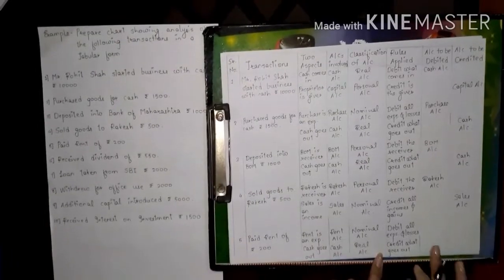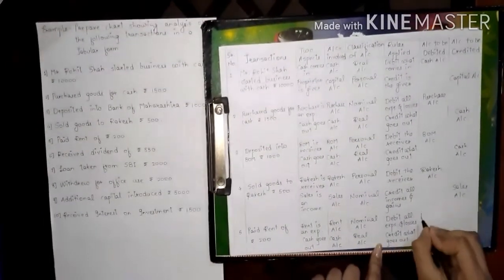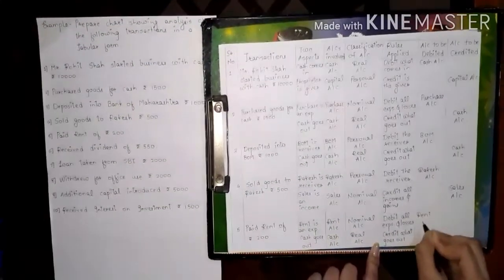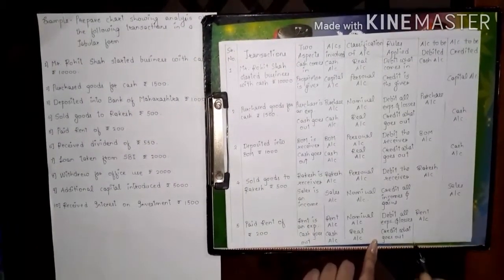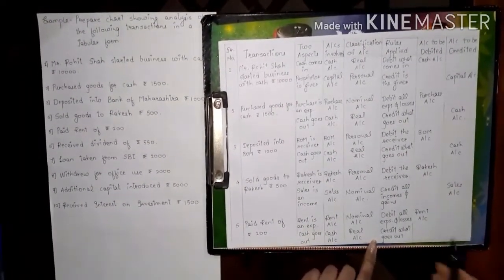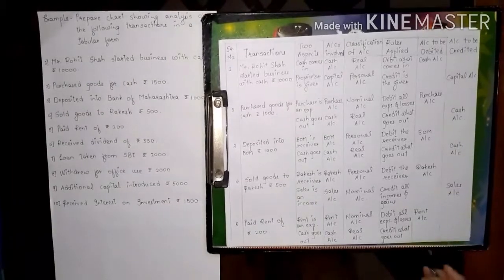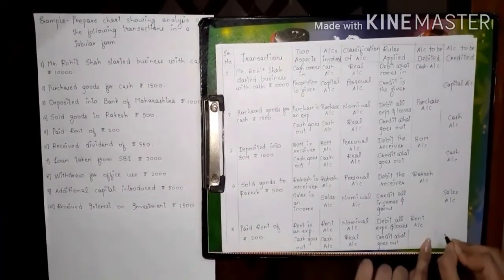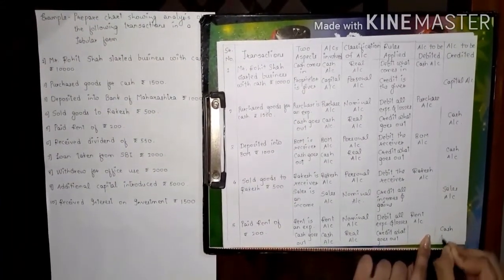Okay. Now account to be debited. As usual, rent account is debited because this is our loss, debit all expenses and losses. That is why rent account is debited, and cash has gone out, so it is credited. Cash account.